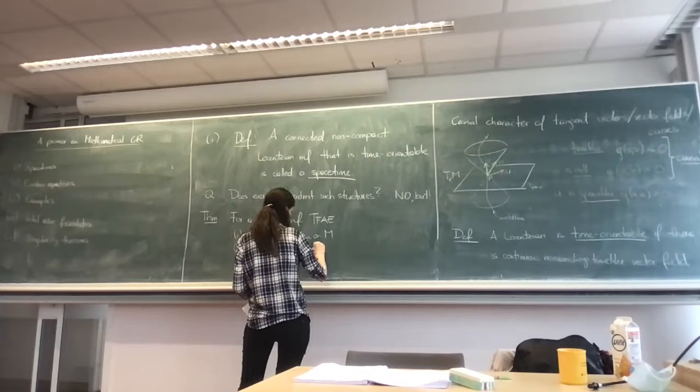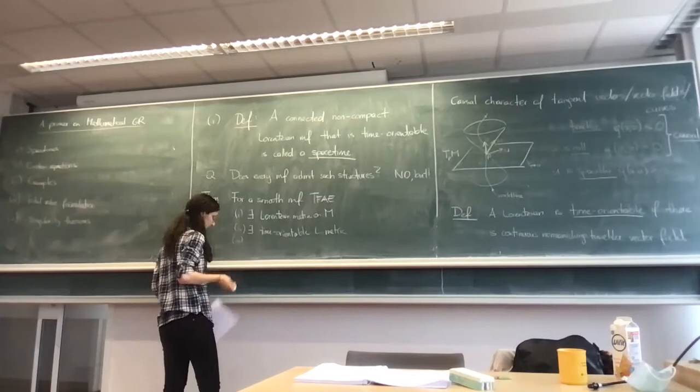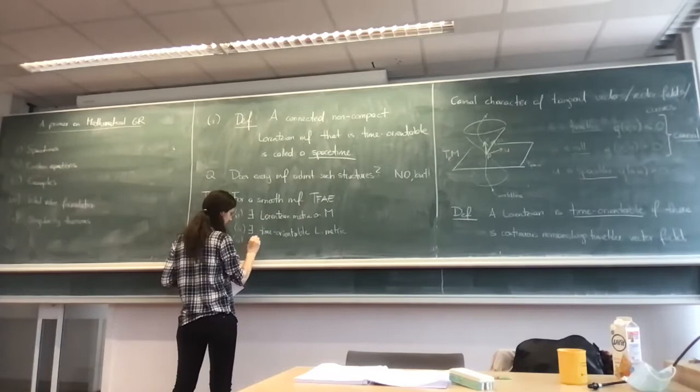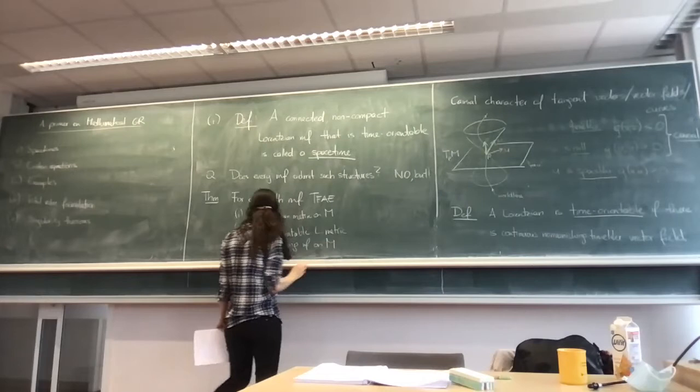Conditions. The third one is that there exists a non-vanishing vector field on M. And the fourth one is pretty much the only topological thing I'm going to say here.